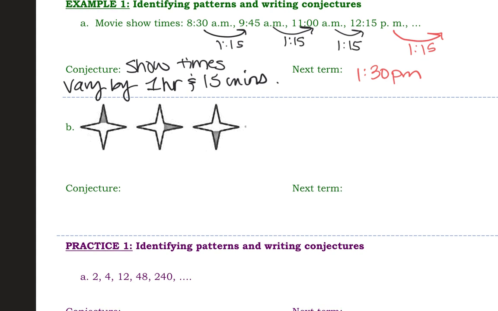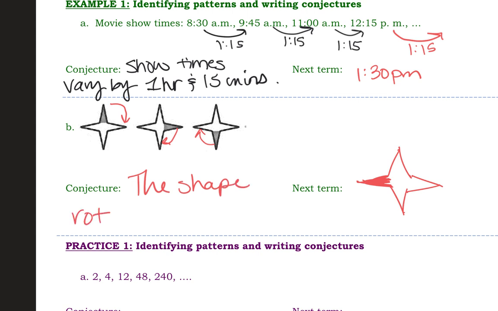So we looked at some numbers. We also looked at some shapes. This one's a star. What do you notice is changing with the star? The shading, right? What direction is it going? It looks like it's going clockwise, right? It went down to the right, down to the bottom, up to the left. So if I draw the next picture, where is the shading going to be at the next picture? On the left. We can say the shading rotates. I had a class say the whole shape is rotating clockwise. So we can say the shape rotates clockwise.